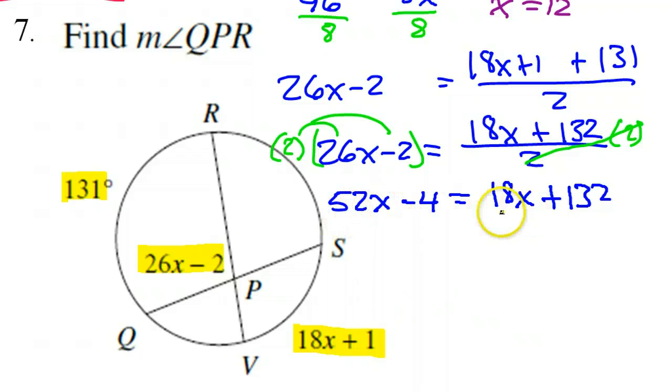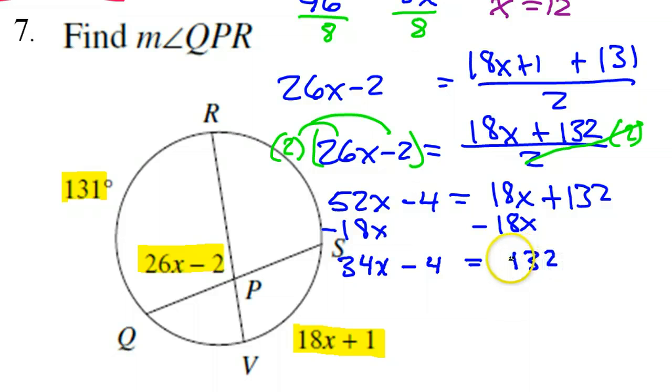Now I see I have x's on both sides of the equation, so I will subtract 18x from both sides. So that's going to be 34x minus 4 is equal to 132. Now I will add 4 to both sides. So that'll give me 34x is equal to 136. So now I need to divide both sides by 34. I wonder if I can move this over a bit.